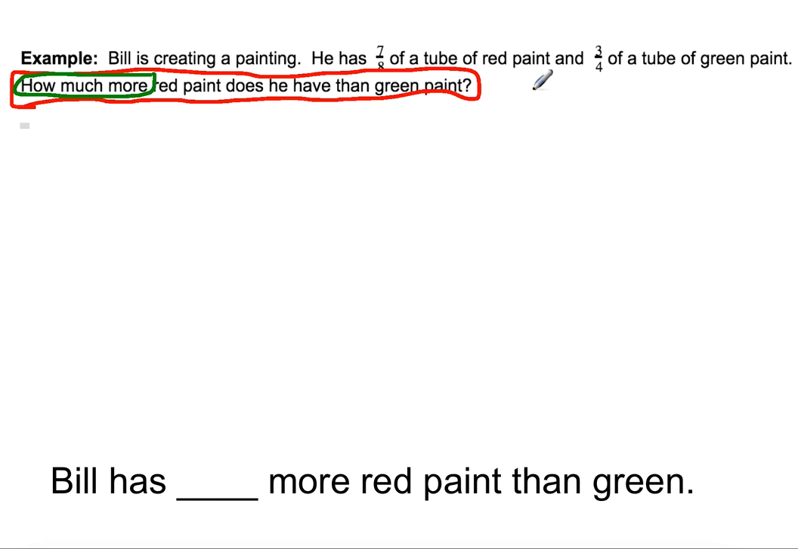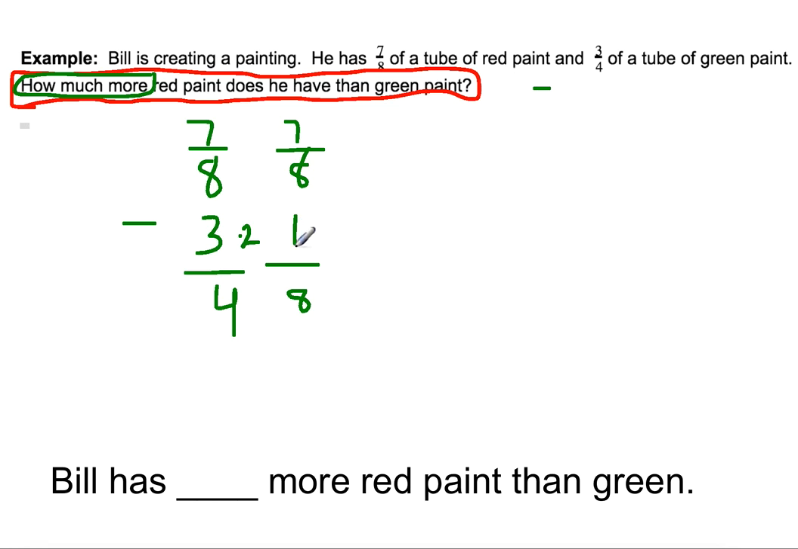It represents subtraction. So I'm going to do 7/8 minus 3/4. Again, I'm subtracting, so I need to find a common denominator, which would be 8. This is 7. How'd I go from 4 to 8? I times 2, so I have to times 3 times 2, which is 6. 7/8 minus 6/8 is 1/8. Bill has 1/8 more red paint than green paint, or 1/8 tubes more red paint than green paint.